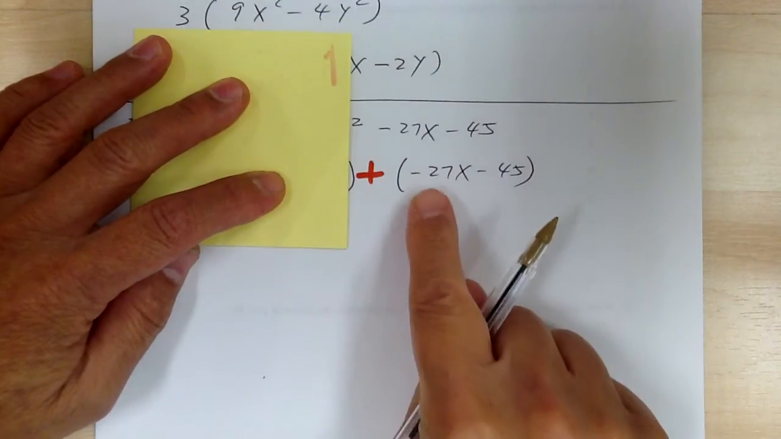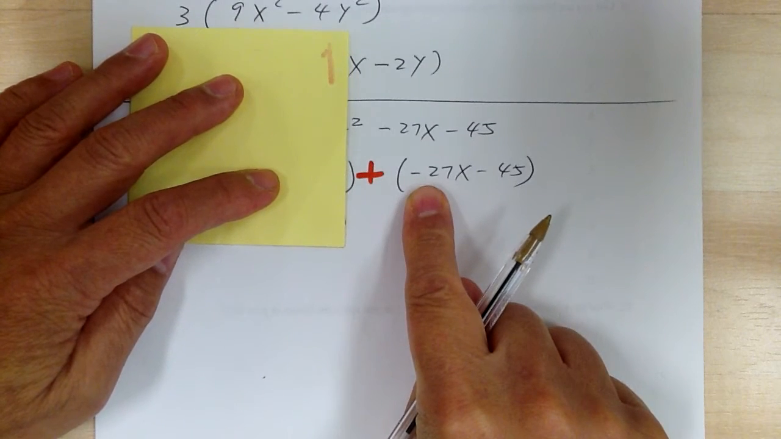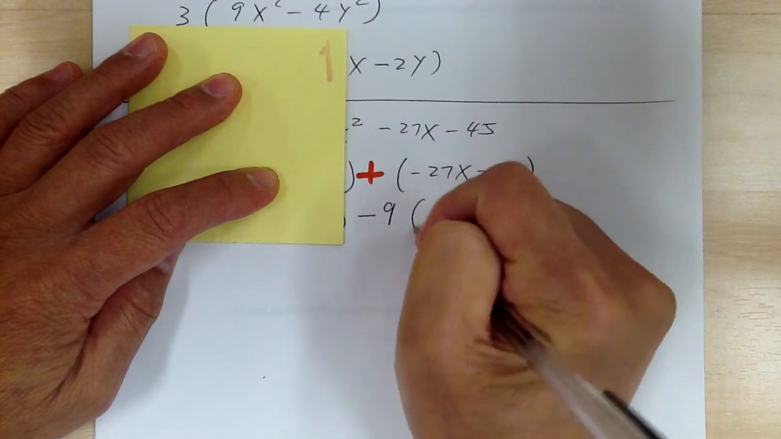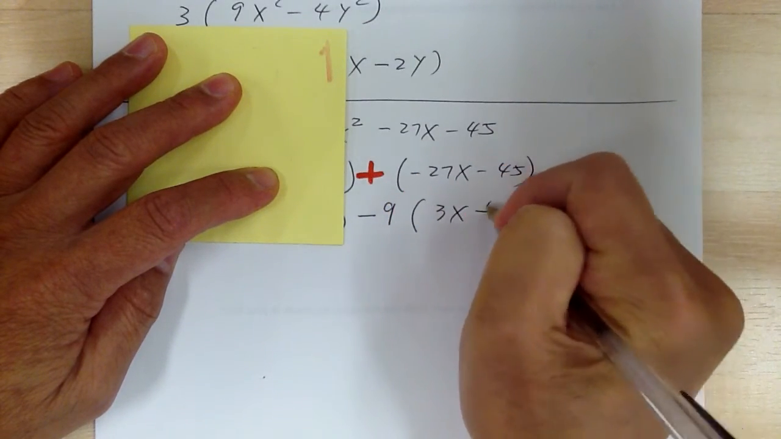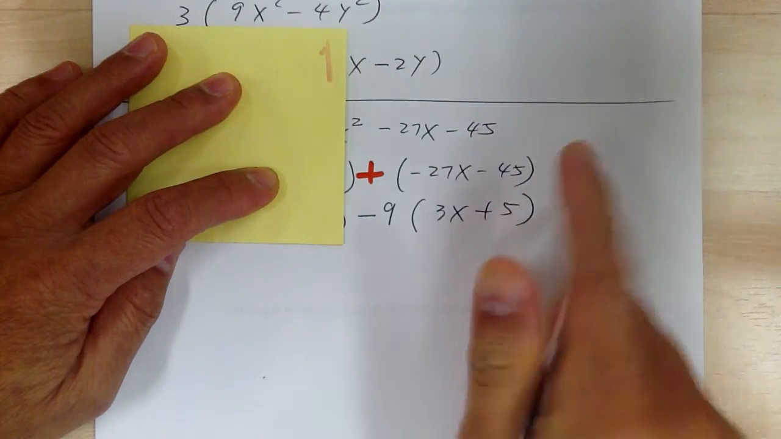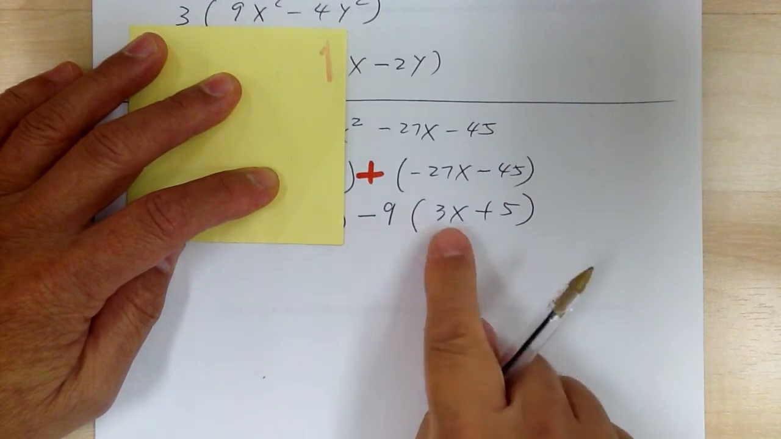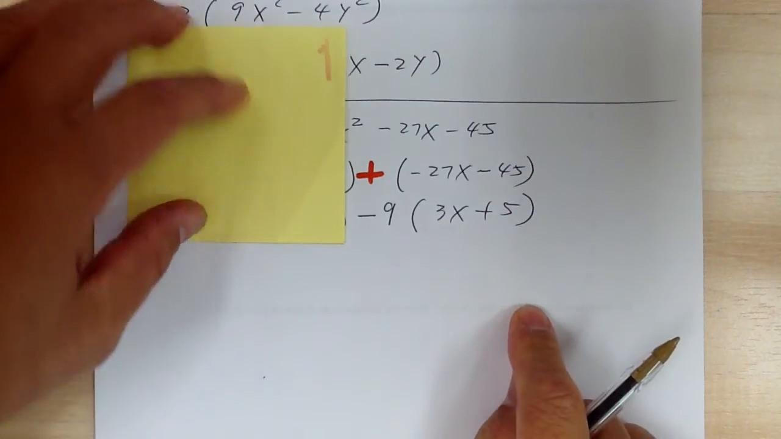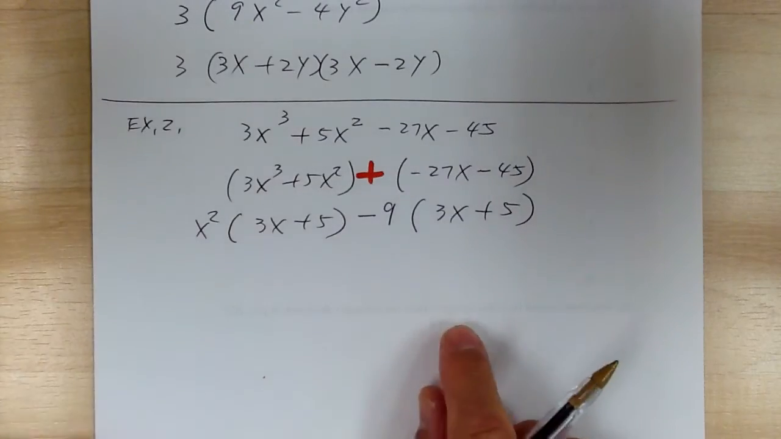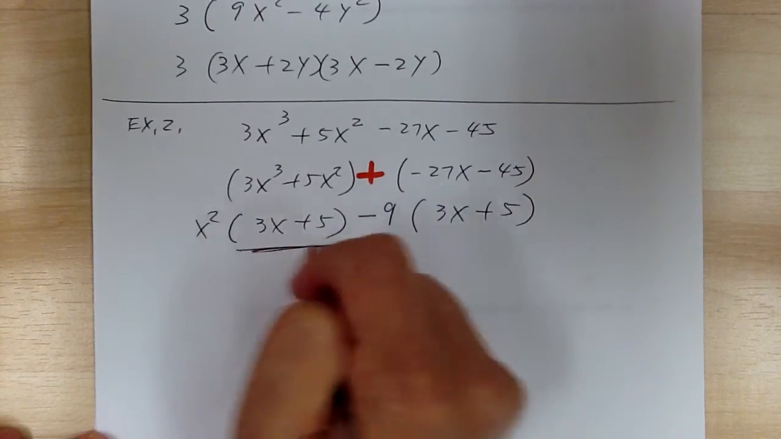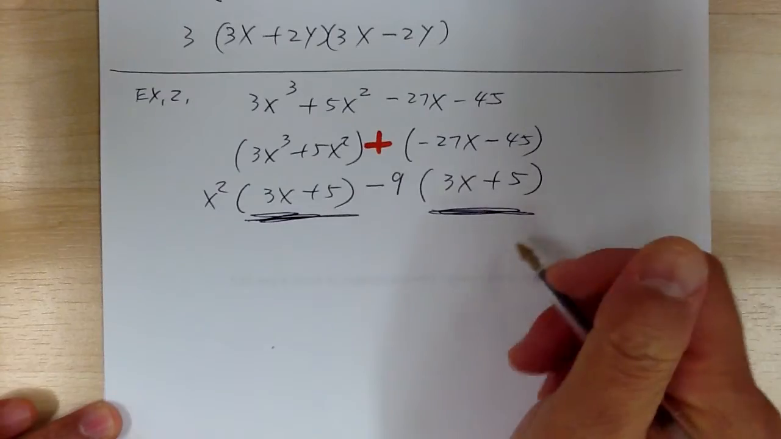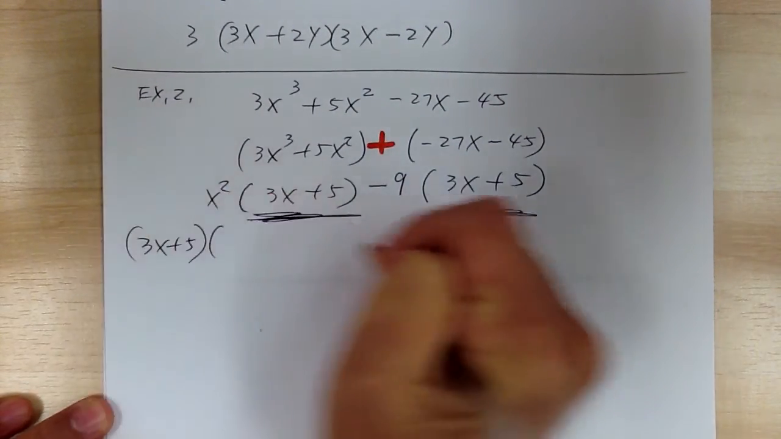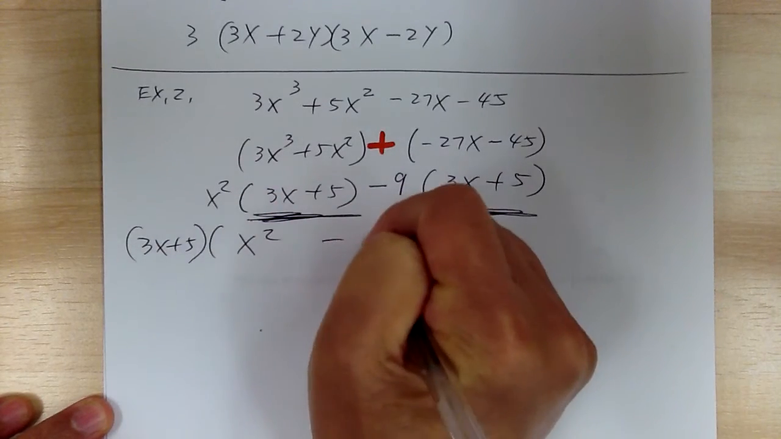Over here, when you have a negative, you must factor out the negative. So this one you can factor out the negative 9. So this becomes 3x plus 5. Again, you need to check your signs. Negative 9 times 3 gives you negative 27. Negative 9 times 5 gives you negative 45. Now you can bring both together. You've got 3x plus 5 and 3x plus 5, so you can factor out the 3x plus 5. And the leftover would be x squared minus 9.